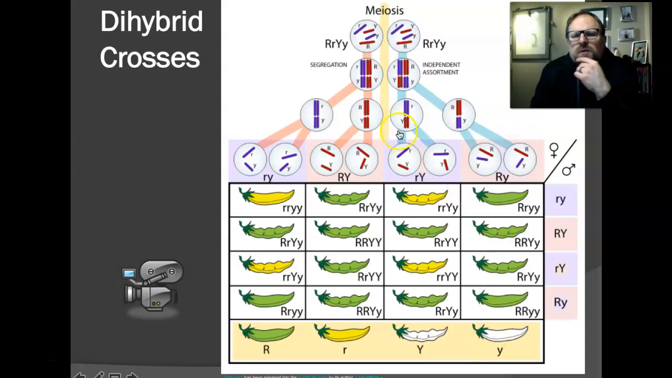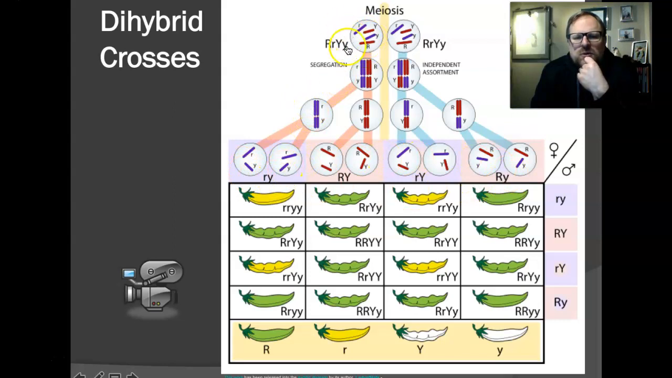But what we've got going on then is this idea of independent assortment, right? Where they're lining up and assorting themselves differently based on how their alleles are organized. But these individuals we would both call heterozygous for both traits, right? This individual is big R, little r, big Y, little y. This individual here is big R, big Y, little y. And when we create the gametes, they are going to have two alleles in them. One allele from the R and one allele from the Y. And so that's what we're showing over here.